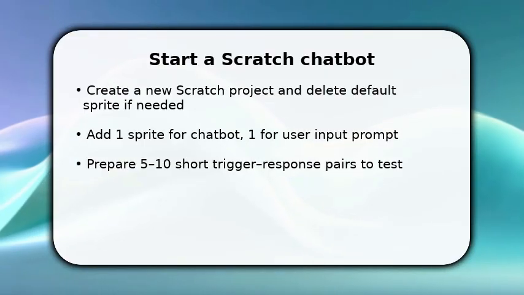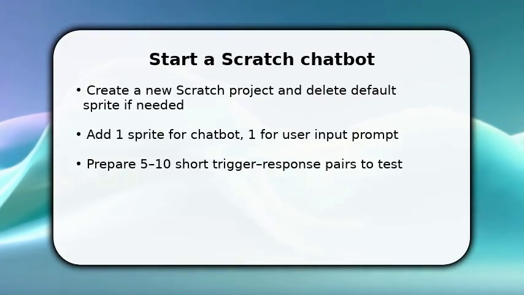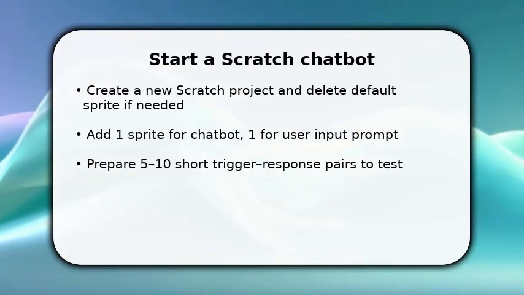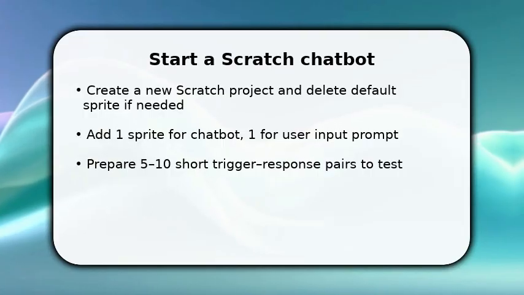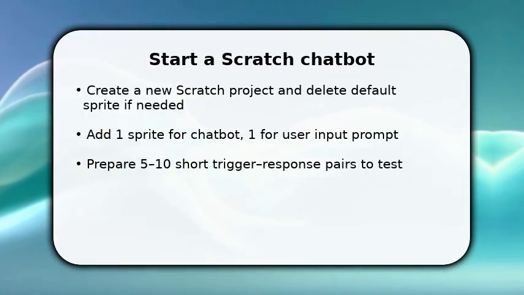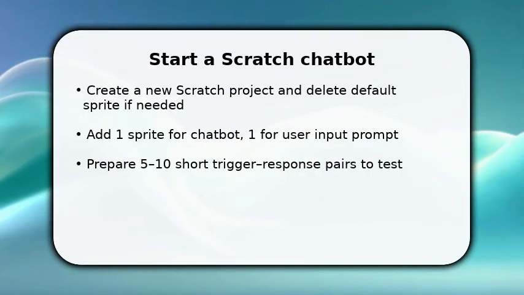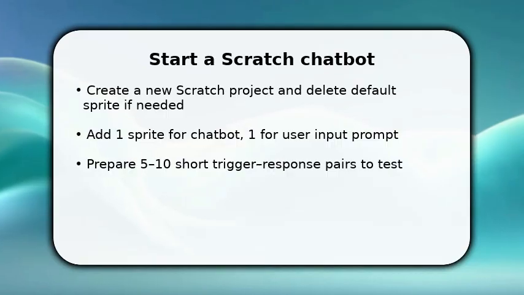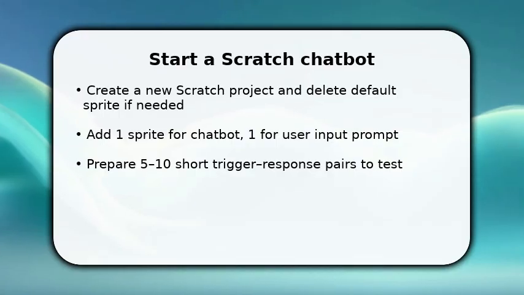You begin by opening a new Scratch project and creating two sprites, one for the chatbot persona and one for a simple input prompt. Once done, define a list or variable named user text to hold input. Make sure to add 5-10 clear trigger response pairs as a starting dataset. This keeps testing fast and focused.